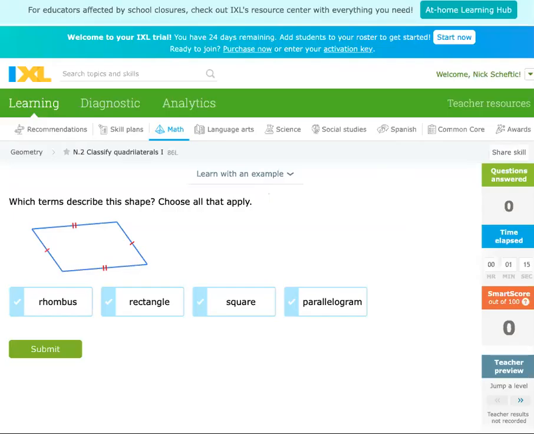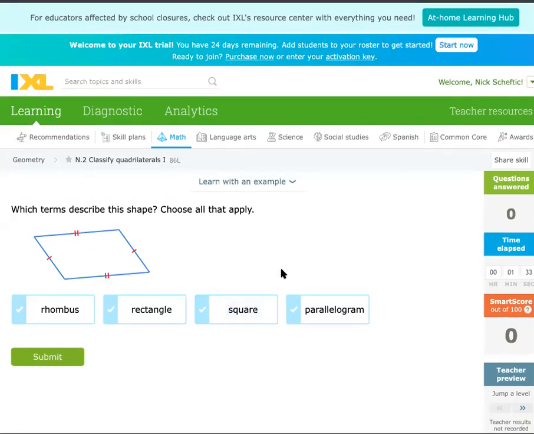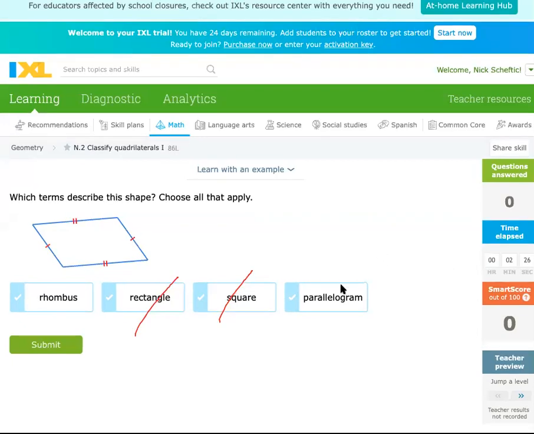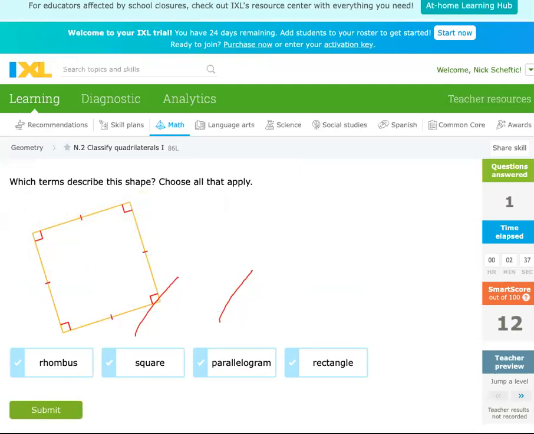So let's take a look at the first one. Which terms describe the shapes? Choose all that apply. Rectangle and square are going to be no-nos because they're not right angles, so I mark those out. This one is going to be a parallelogram, not a rhombus because the sides are not all equal.